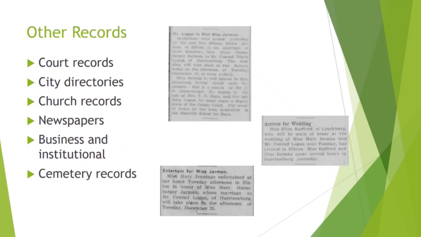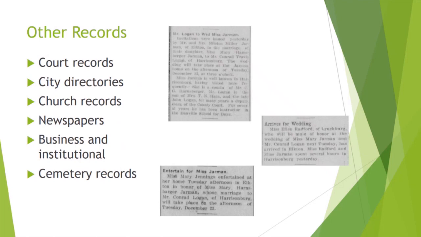My example I have on the screen here is actually a marriage announcement, followed by, and this is from about, I think, the 1910s, I want to say, a marriage announcement from the Daily News Record, and then somebody arrived for the wedding that was announced, and then somebody else threw a party for the bride. So you can find out about a person's family and friends that way.